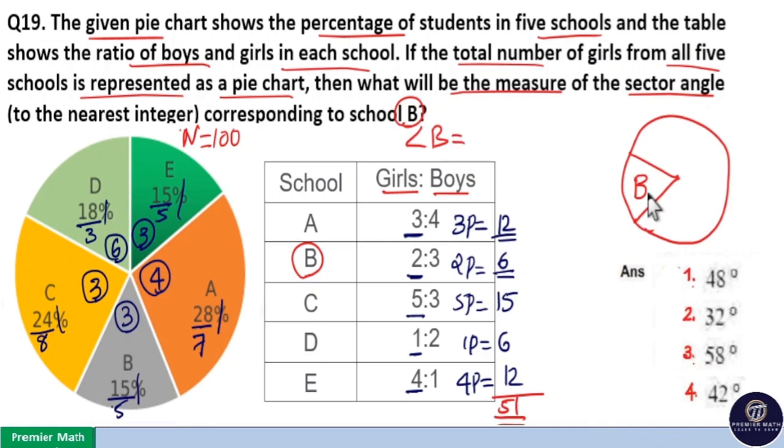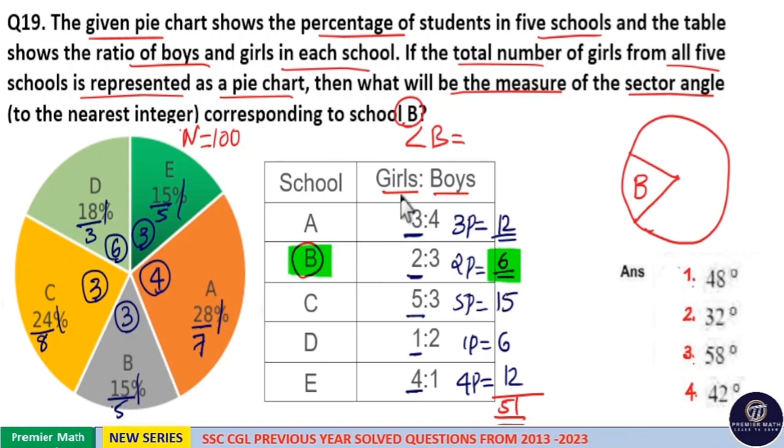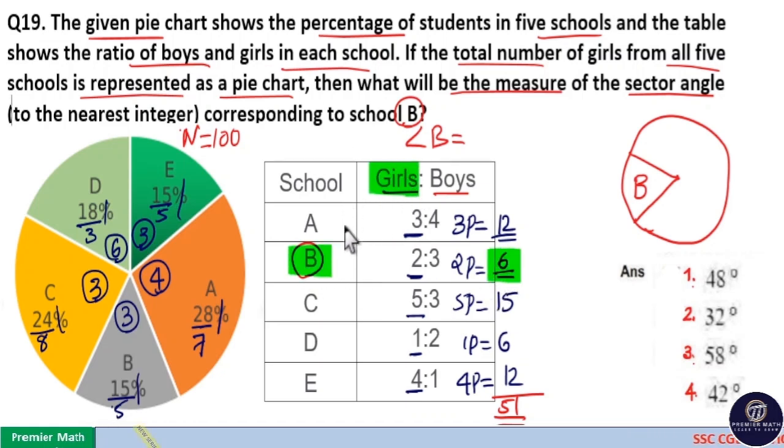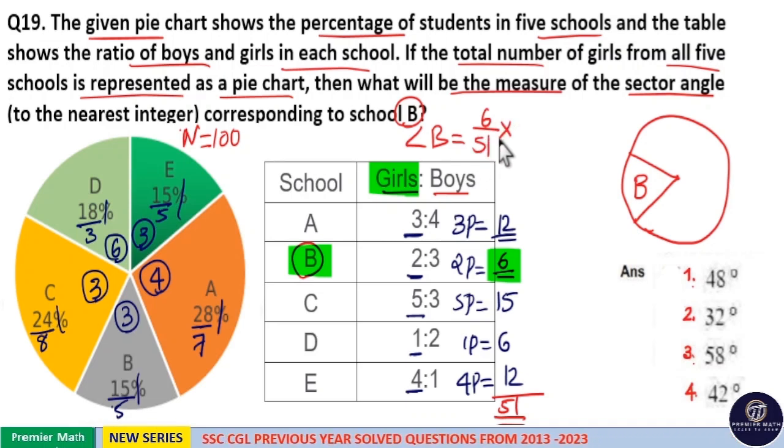Angle B means the measure of the sector angle corresponding to school B. Now this angle B represents the total number of girls in school B out of the total number of girls from all the 5 schools. That is, the total number of girls in school B is equal to 6. The total number of girls is 51. So 6 by 51, out of, here the total angle is 360. We need to find this angle, not the percentage.